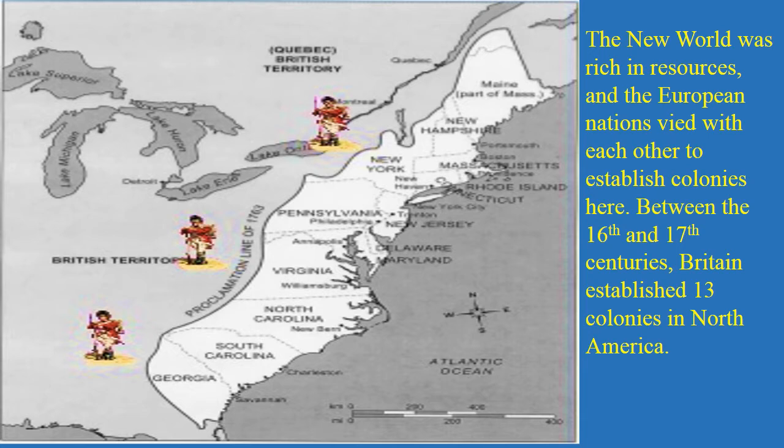The New World was rich in resources, and the European nations vied with each other to establish colonies here. Between the 16th and 17th centuries, Britain established 13 colonies in North America. Over time, the colonized Americans began to resent the rule of the British and started fighting for their independence. Their fight for freedom came to be known as the War of Independence, the American Revolution, or the American War of Independence. They were the first among the various British colonies around the world to fight too.